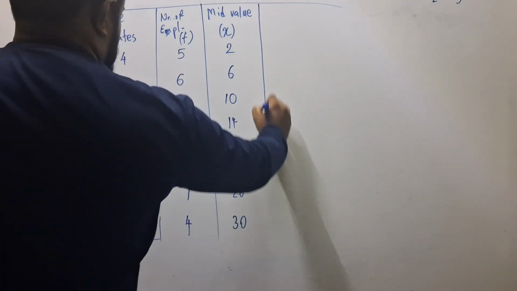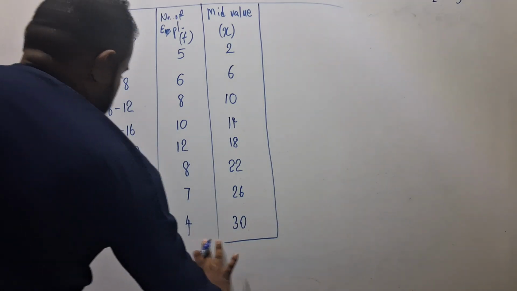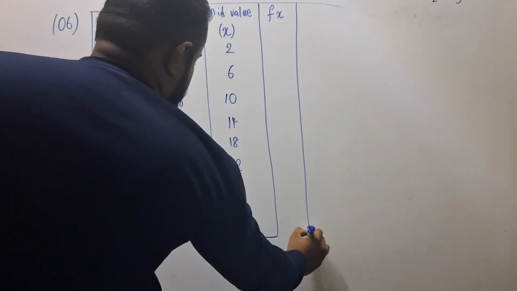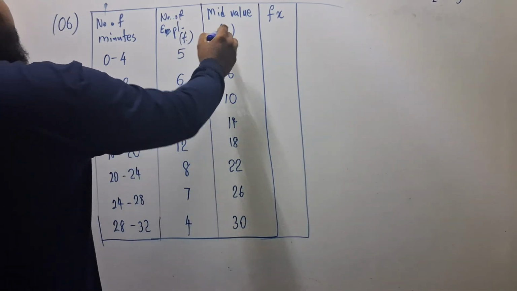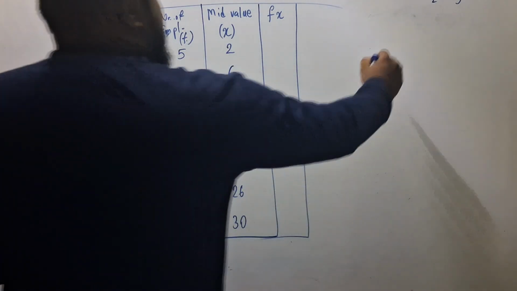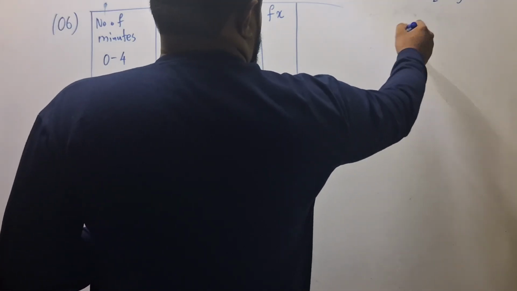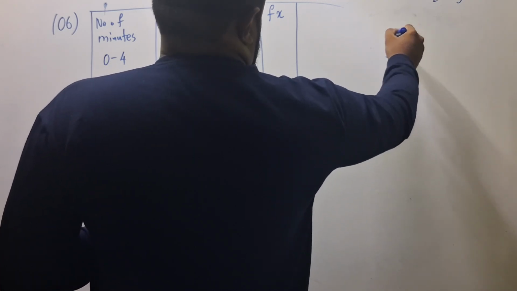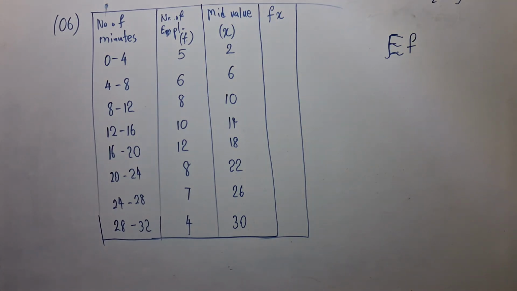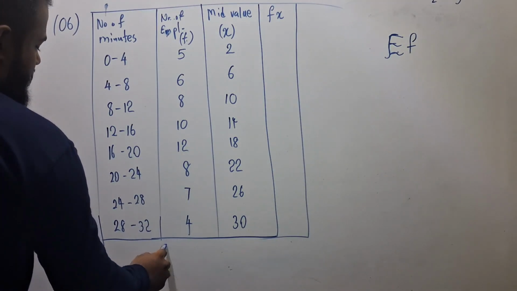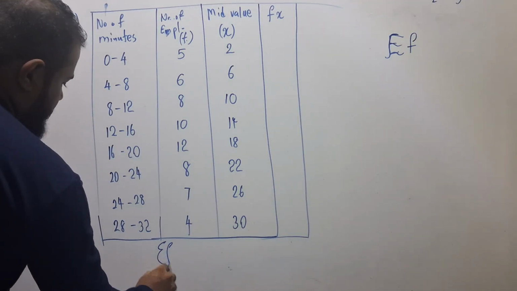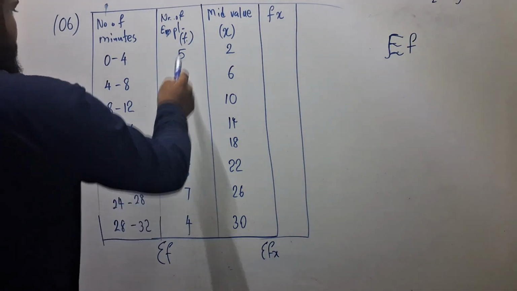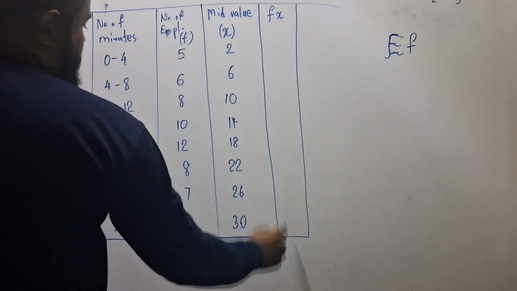These three are the common columns. First I will solve this using fx, so I put in an fx column. fx means multiplication of f and x. And when there is f, what is the letter before f? Sigma. Before every f there should be sigma, so put sigma f and sigma fx. Sigma means sum. You have to take the sum of these columns.